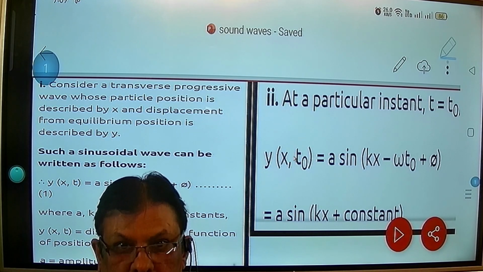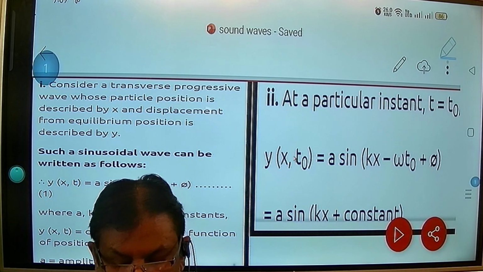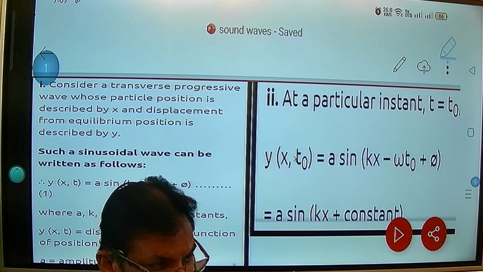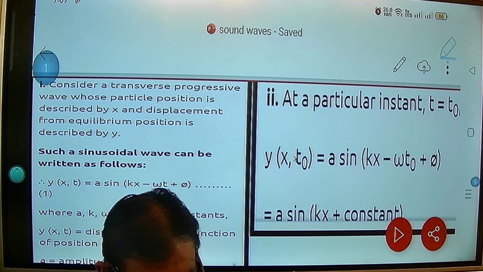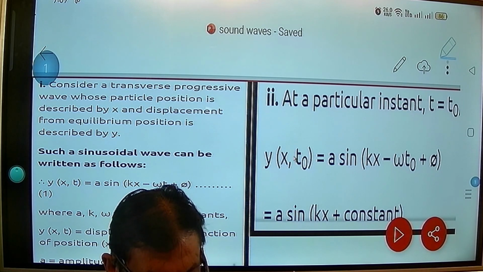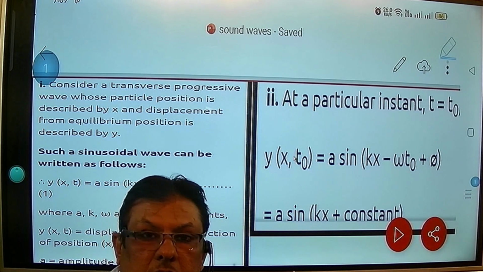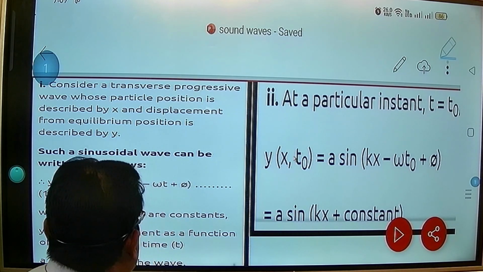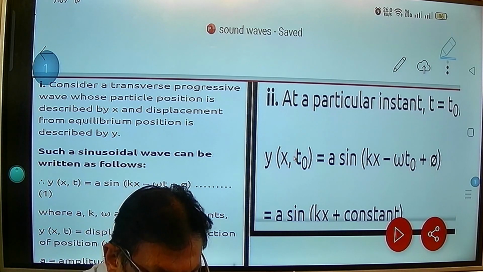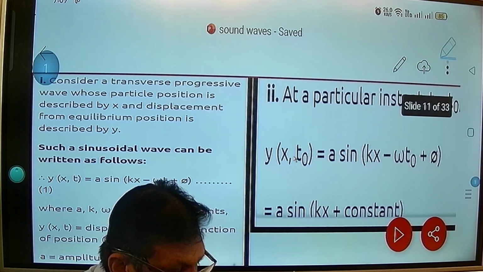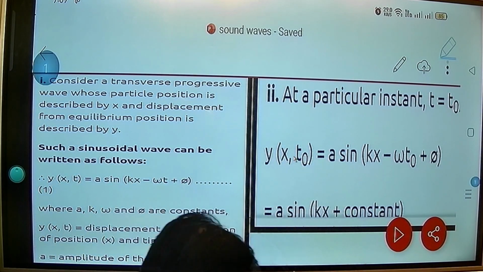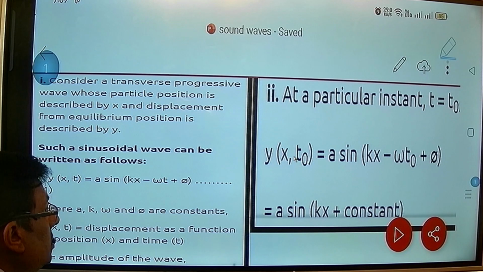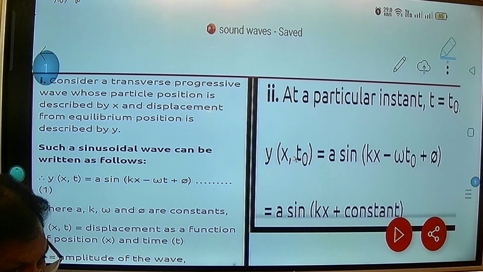Today we are going to see a mathematical expression of a wave. Now, here we want to derive mathematically the sine wave, and for that we are going to consider a transverse progressive wave. When we consider a transverse progressive wave, the particle position is important to us.